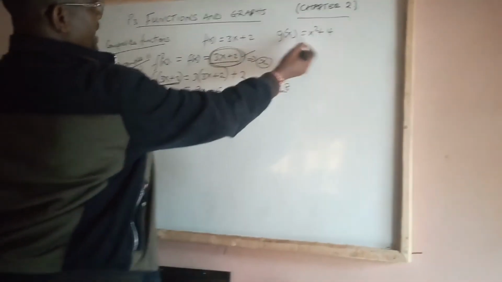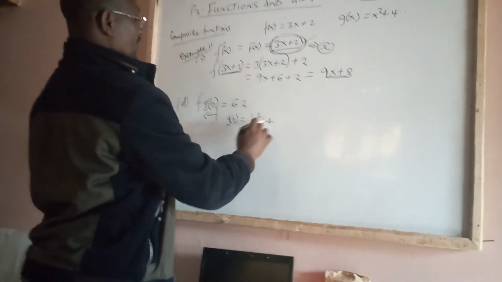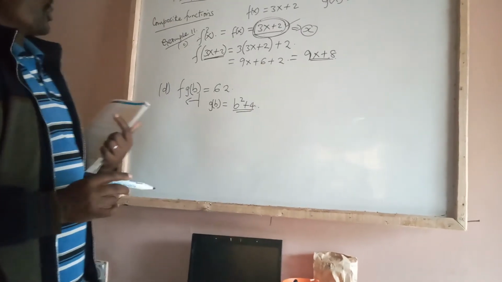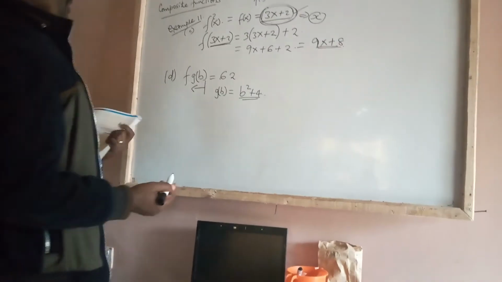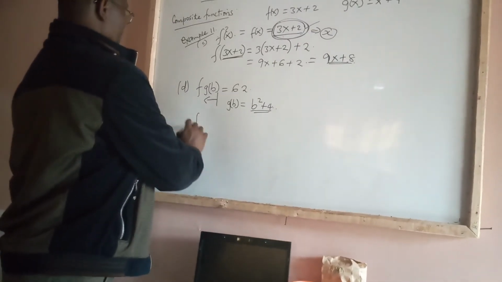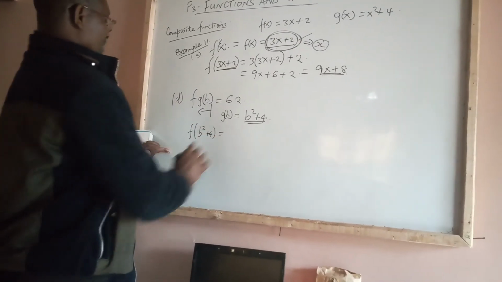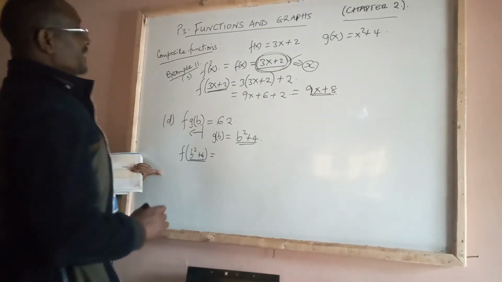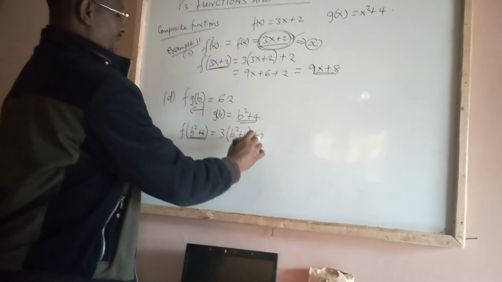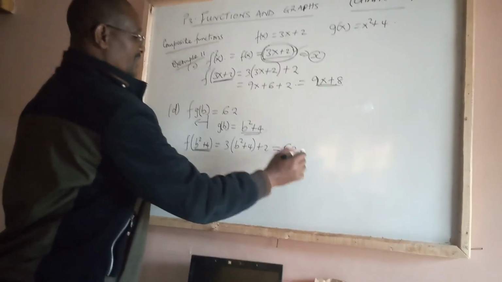Function g(x) is x squared plus 4, so our g(b) is b squared plus 4. That is the solution after applying b upon the function g. It is this that we should now subject to the function f, and therefore you have f(b squared plus 4), which is 3 times (b squared plus 4), and then adding 2. And this is supposed to be equal to 62.